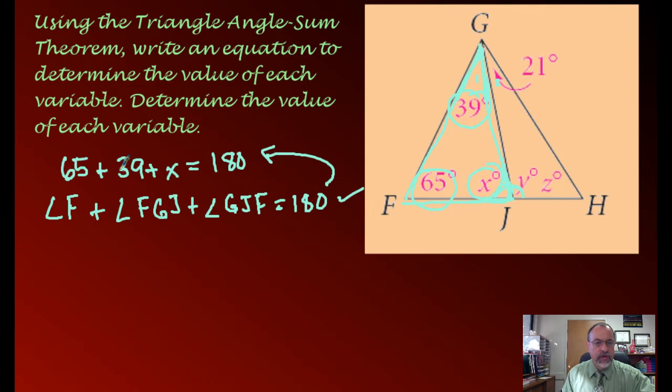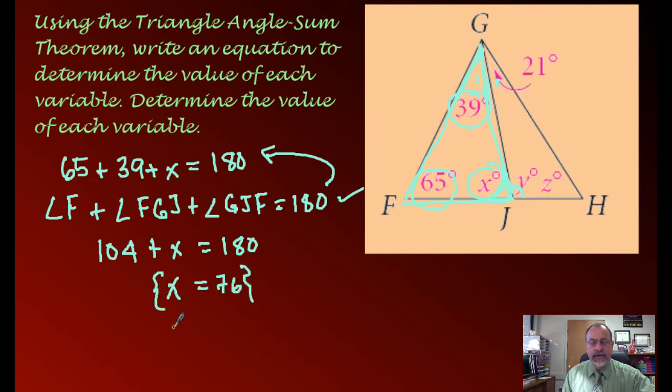So then let's go ahead and solve this. So let's see, that's going to be 90 and 14, so 104 plus x, because I'm adding on one side, that's simplifying, and then we're going to use the subtraction property to subtract 104 from both sides, and that's going to give me an x value of 76. Okay, so my x value is 76. So I now know that this angle is 76 degrees.